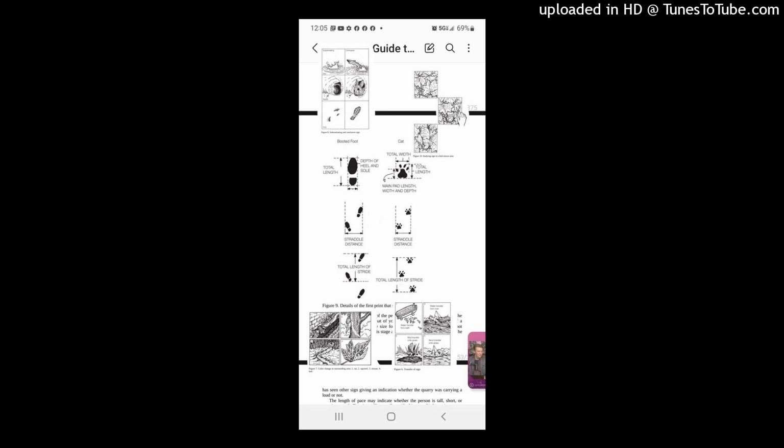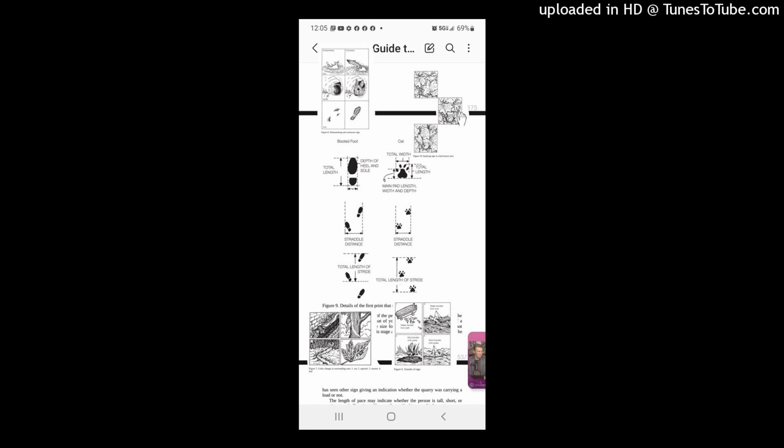Initially, the first sign must be studied carefully, that is, the first footprint. This must be measured and recorded as a sketch. See Figure 9 for the details that should be noted. The approximate weight of the person may be found by comparing the depth of the sign left with that of your own imprint or the footprint of a known person with the same size foot. The experienced tracker will not jump to any conclusions at this stage about the weight of the person until he has seen other sign giving an indication whether the quarry was carrying a load or not.